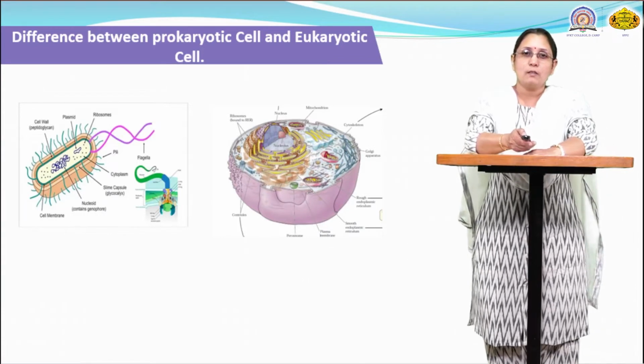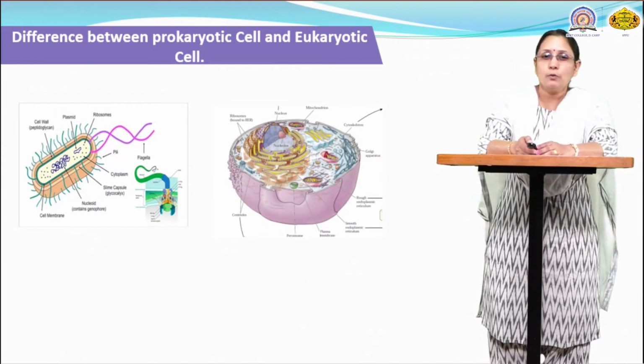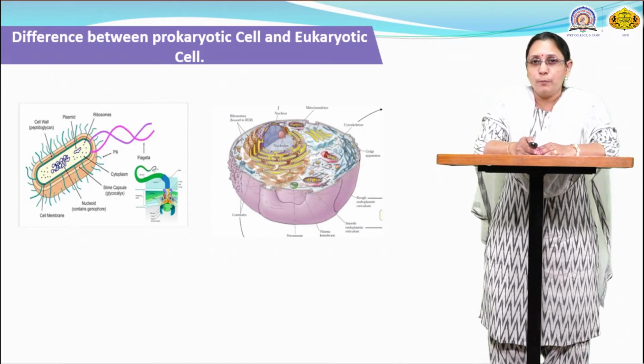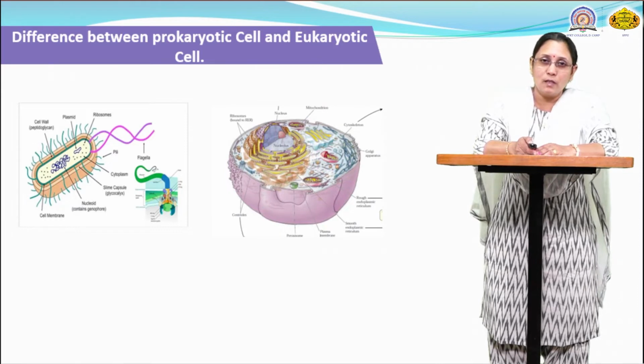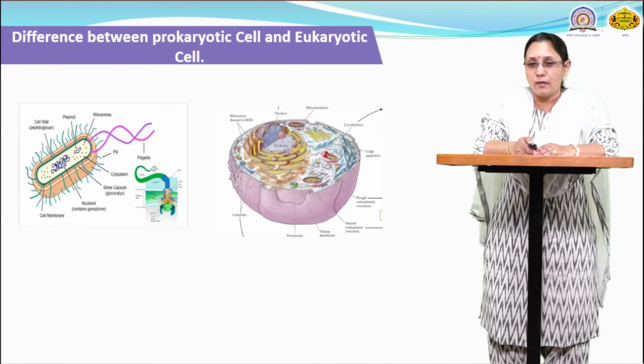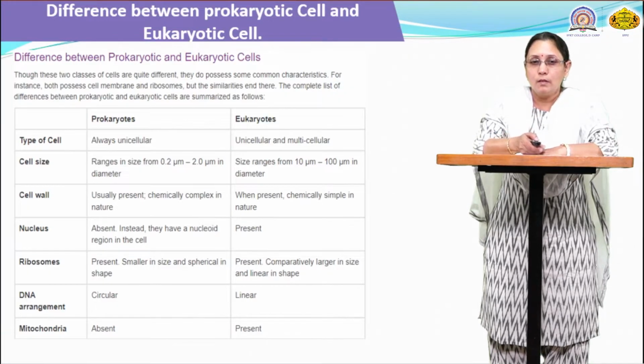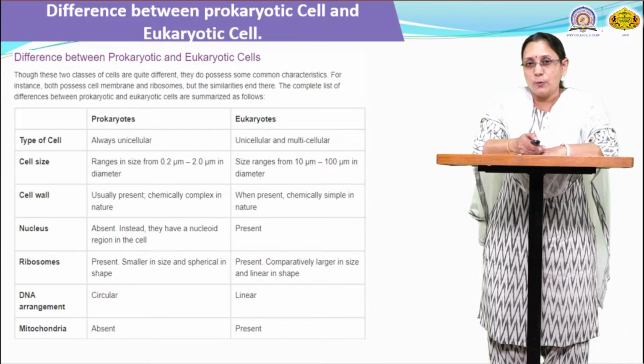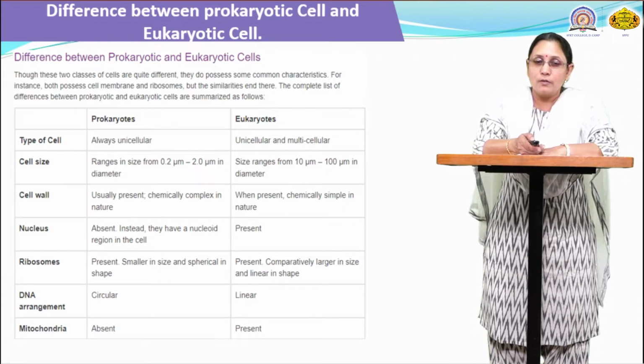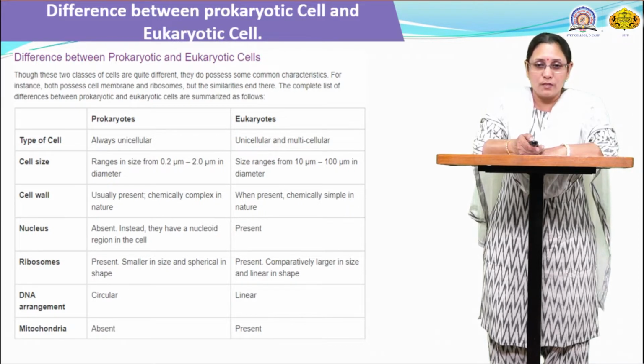Before starting the plasma membrane, I would like to tell you the difference between prokaryotic cell and eukaryotic cell. So these are the pictures. Towards the left you can see the prokaryotic cell and the right indicates the structure of eukaryotic cell. The first difference between prokaryotic and eukaryotic cell is regarding cell size. Cell size in prokaryotes is 0.2 micrometer to 2 micrometer in diameter, while in eukaryotes it ranges from 10 micrometer to 100 micrometer.